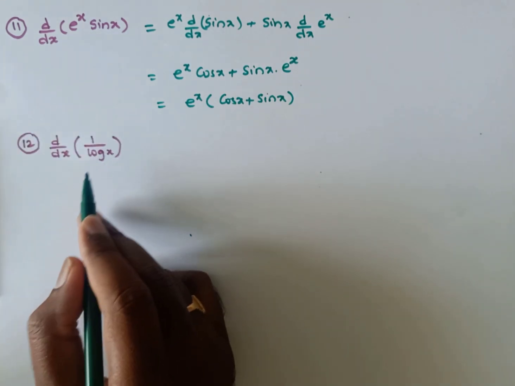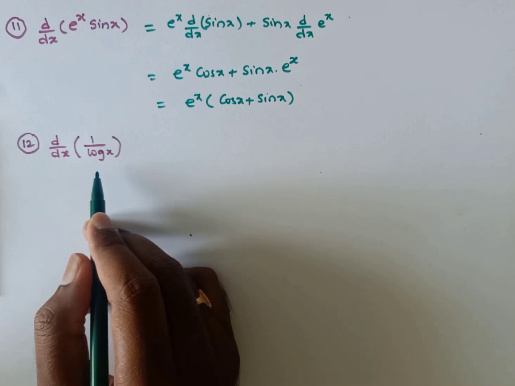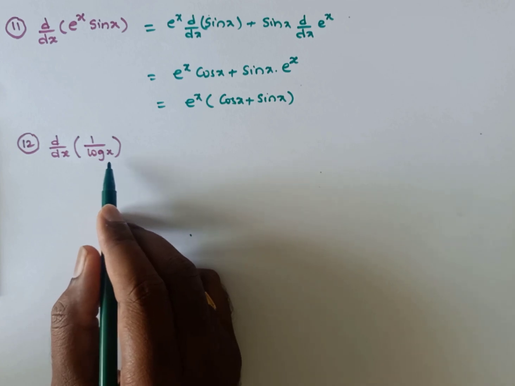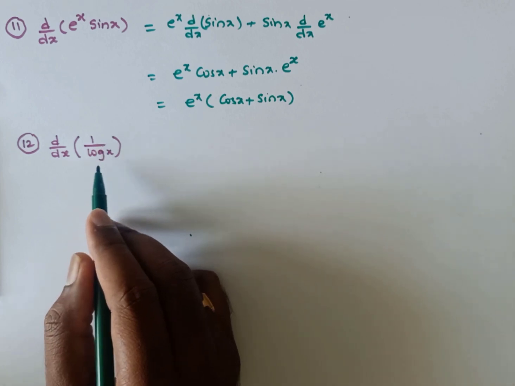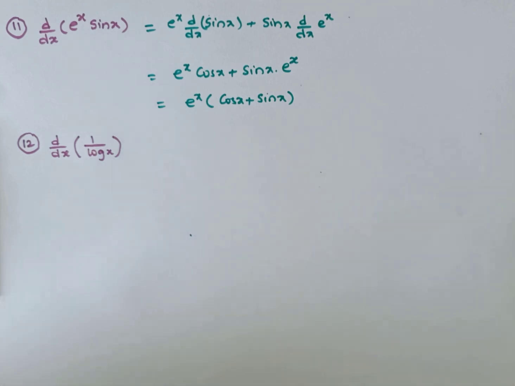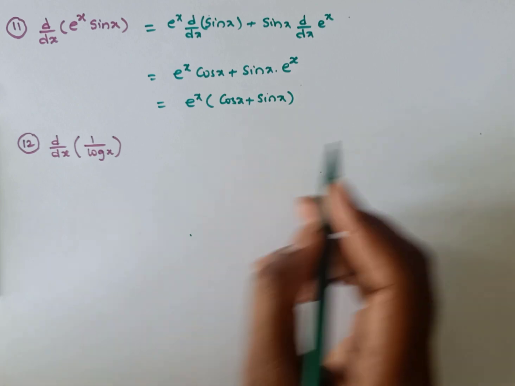So d by dx of 1 by log x, here x is greater than 0 and x not equal to 1 also. If x equals 1 then it is not defined. So x is greater than 0 and x not equal to 1. So 1 by log x is in the form of 1 by u, so already we have a formula.